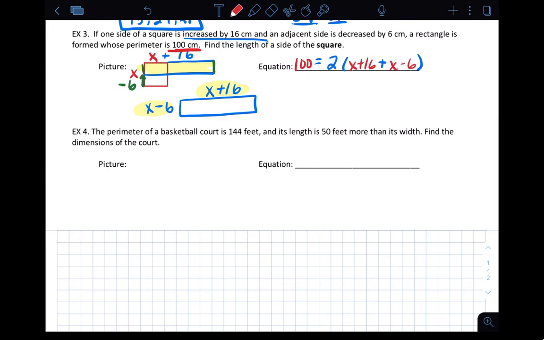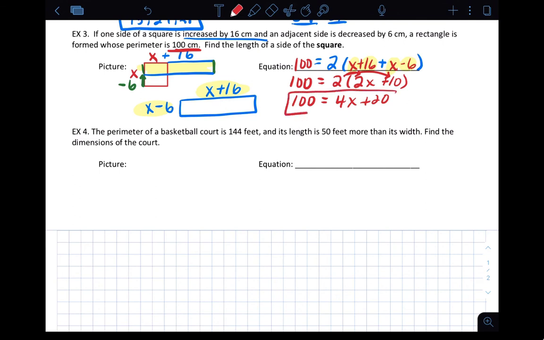That's a really great equation if you want to say that's how I would write my equation, or you can clean it up. On the right side of the equation, I need to simplify by doing order of operations. Parentheses come first. So I'm going to have 2 times x plus x is 2x, and 16 minus 6, that's going to be a 10. Now I'm going to go ahead and simplify still the right side of the equation. So 100 equals 2 times 2x is going to be 4x, and 2 times 10, that's going to be 20.